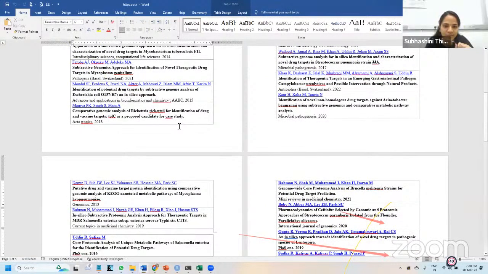The third question is from Anchita Prasad. How can we identify a particular domain is present in pathogenic and non-pathogenic bacteria? Is there any pathway to identify it?